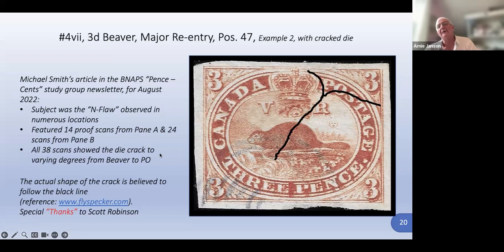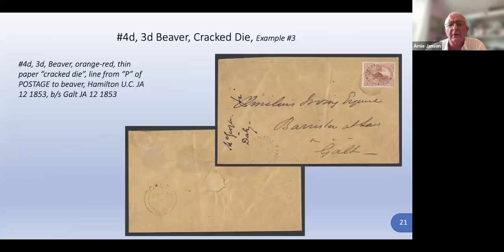But it was on the master die, got pushed into the transfer roll, and then the transfer roll carried it over to the individual printing plate at the various positions. Here's another example of the crack die on an orange thin paper version of the stamp.